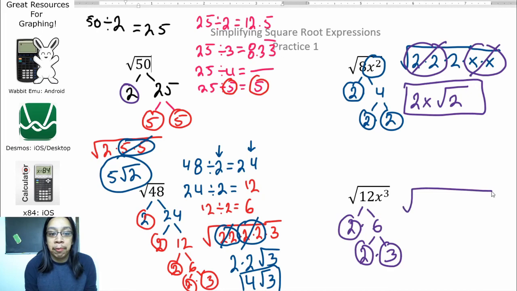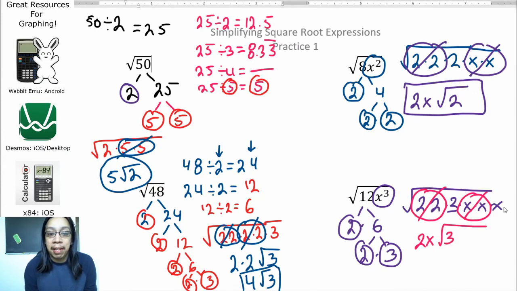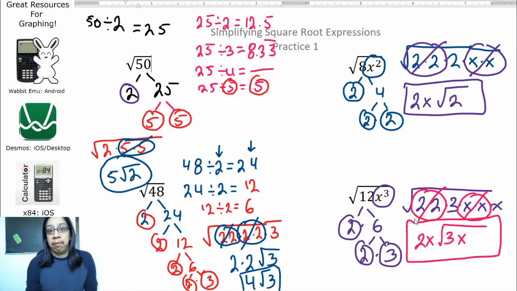So square root of, you have 2 2's, you have a 3 in there. This time, this is x to the power of 3. So I'm going to write out x 3 times. And again, from here, we start making our groups. So we have a group right here, and we have a group over here. So I simplify this out, take a 2 on the outside, simplify this out, take an x on the outside. I have a 3 that's staying on the inside, and I have an x that's also staying on the inside. So this is my final answer, 2x square root of 3x.